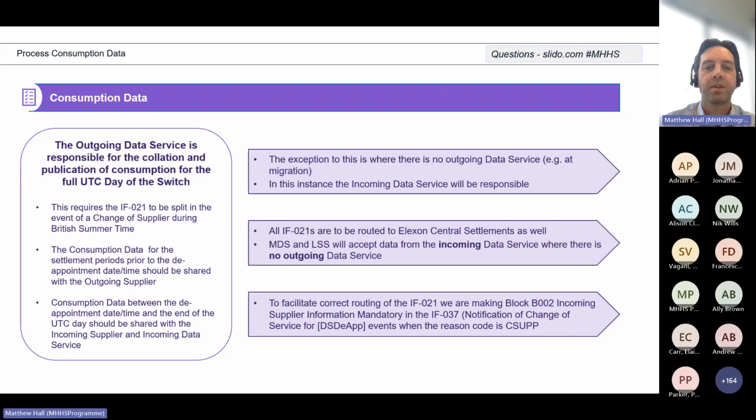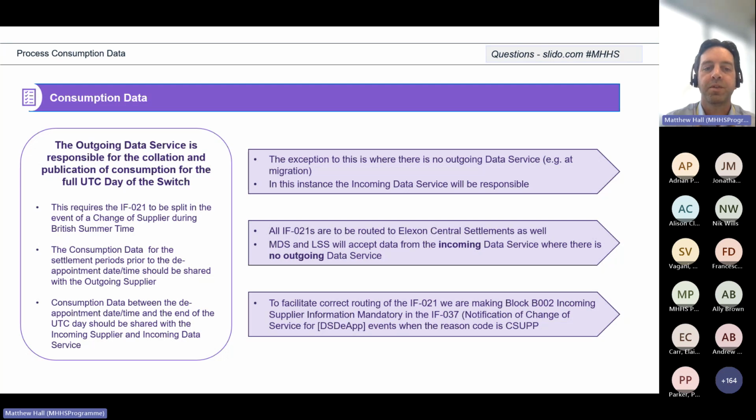There's one exception to this, which is where there is no outgoing data service, for example, at migration or at MPAN creation. In this instance, the incoming data service will be responsible for sending the IF21 through. All IF21s should also be routed to Electralink Central Settlements, and MDS and LSS will accept data from the incoming data service where there is no outgoing data service.